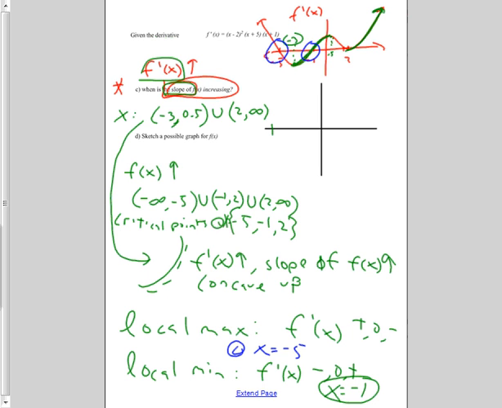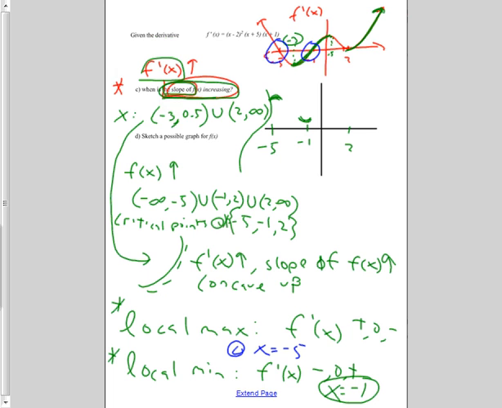Just drawing a rough sketch of this. We've got -5, -1, and 2. We know that there's a local max at -5, so let's just draw in a local max. And there's a local min at x equals -1, so let's just draw in a local min.